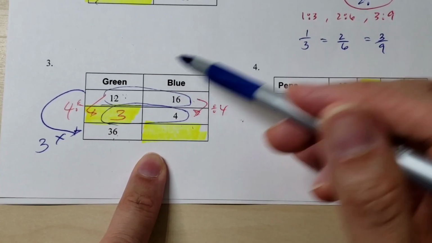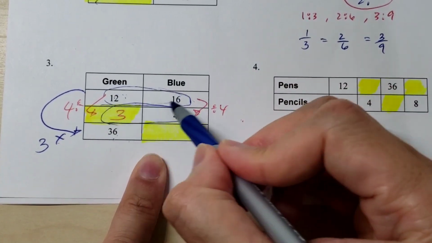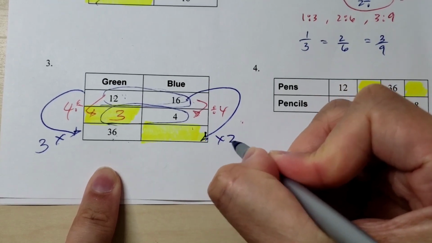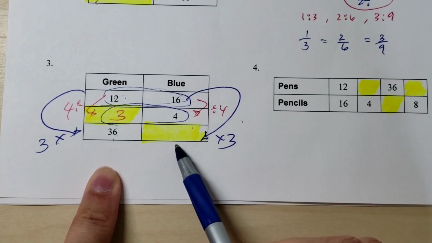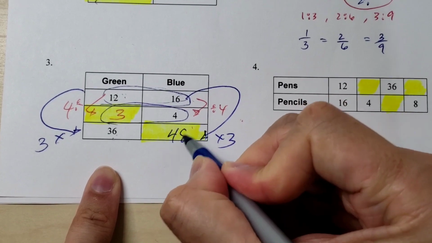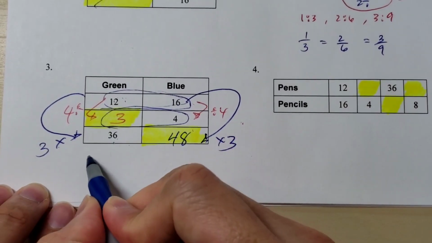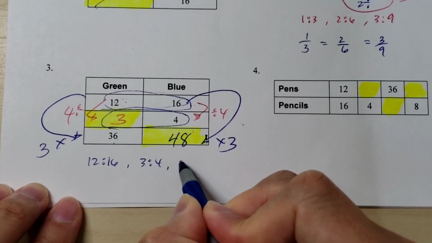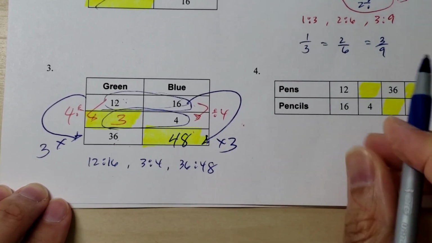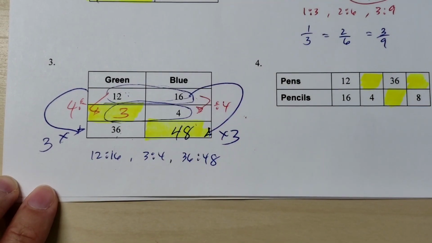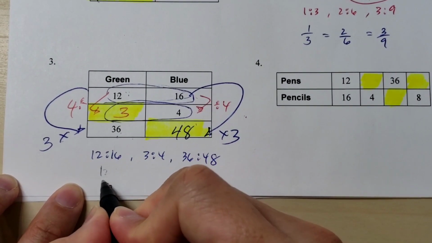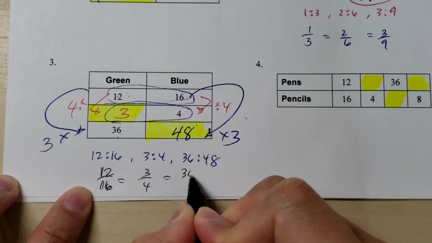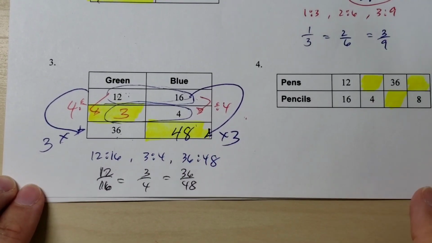Now, if we multiplied by 3 for this ratio, for our first ratio, that means we need to multiply 16 by 3. 16 times 3 gives you, yes, 48. So the ratios are equivalent is 12 to 16, which is the same thing as 3 over 4, which is the same thing as 36 over 48. Or you can write in a fraction form, 12 over 16 is equal to 3 over 4 is equal to 36 over 48.